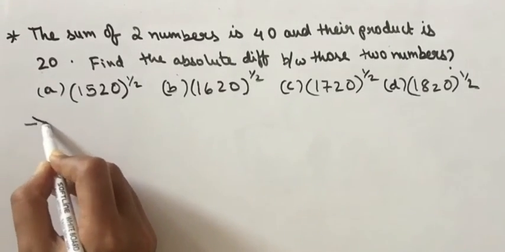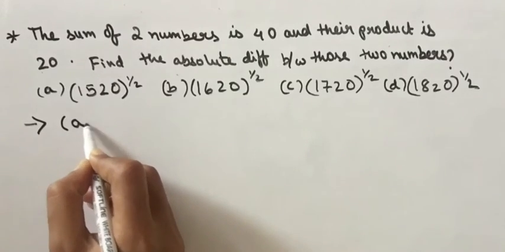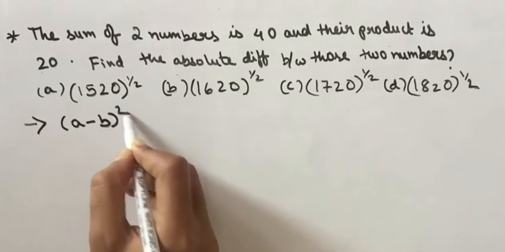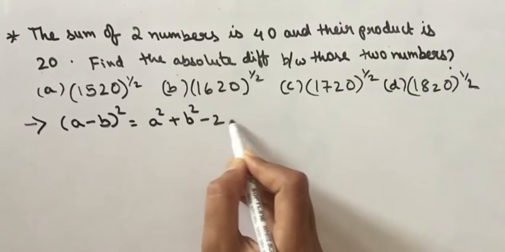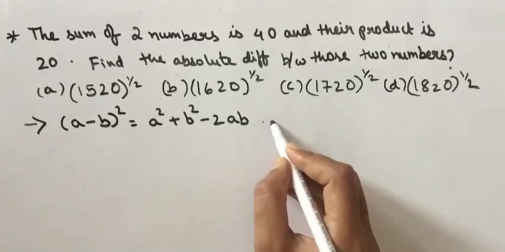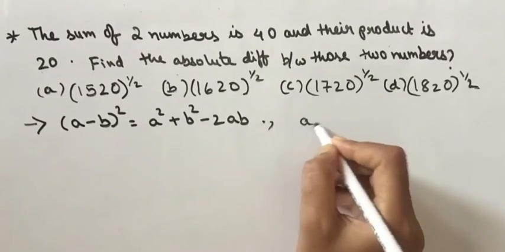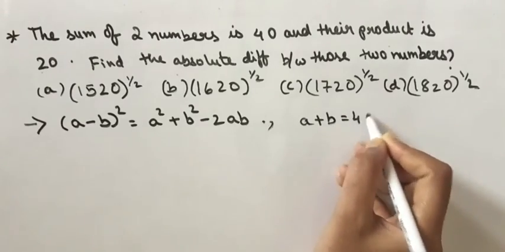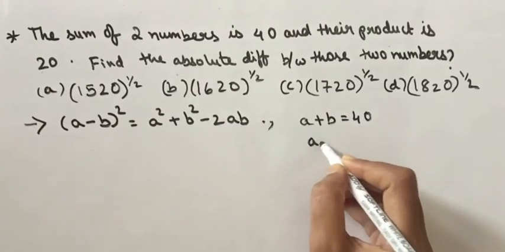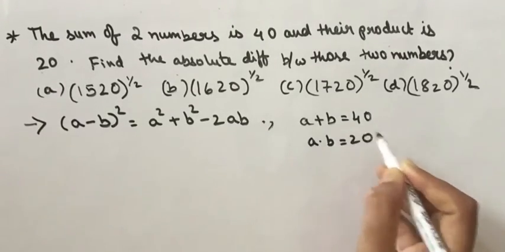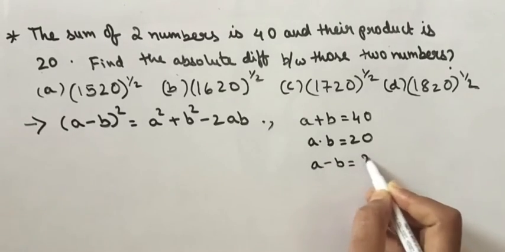As we have to find the difference of those two numbers, the formula which we have to use here is a minus b whole square. Alright, a square plus b square minus 2ab. Now let us write down the information given in the question. So the sum of two numbers means a plus b equals to 40. Product of those two numbers is 20, means a into b is 20. Now we have to find the difference of those two numbers, means a minus b equals to how much.